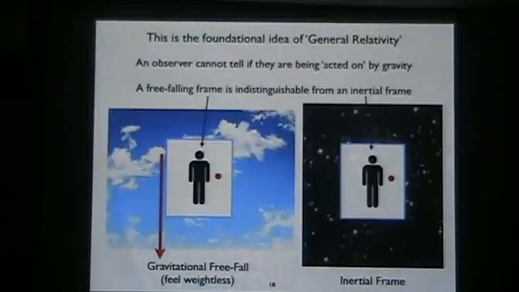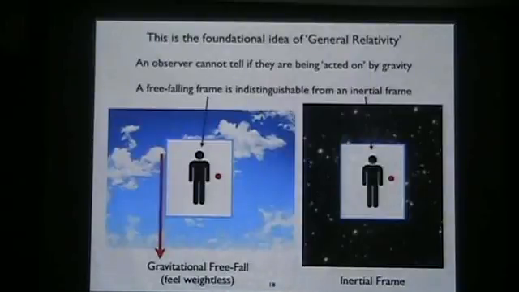So if we didn't have the Earth there to push us up from underneath, we would also have no idea that gravity was acting on us. This guy could not tell that gravity was acting on him. Or, said a different way, a free-falling frame is indistinguishable from an inertial reference frame, which is one where you're just moving along and no forces are acting at all. So this is the important idea of general relativity.